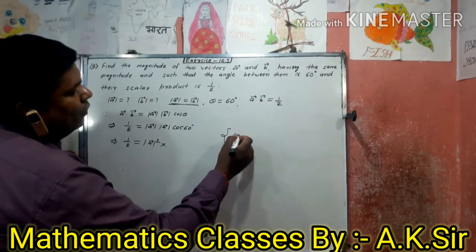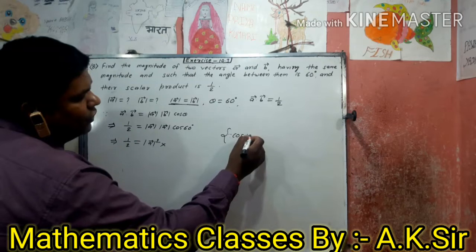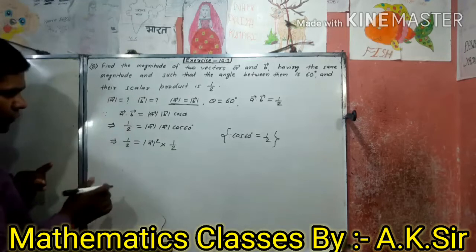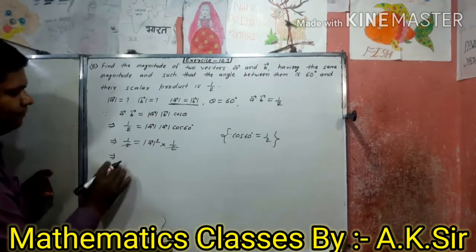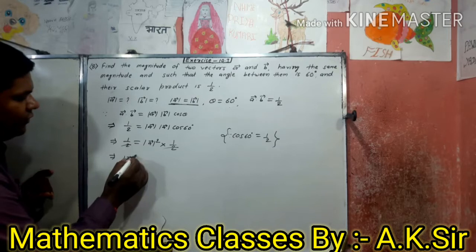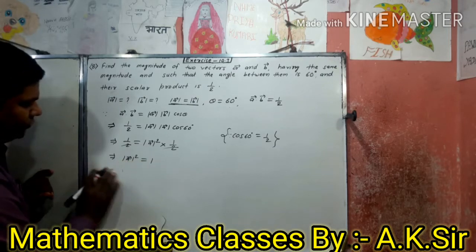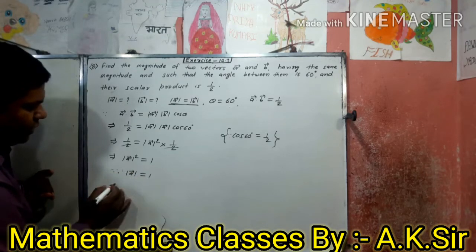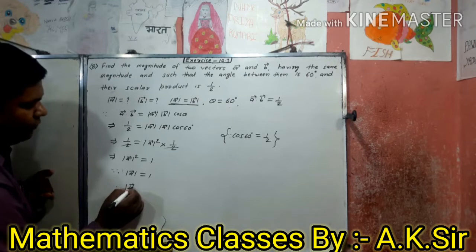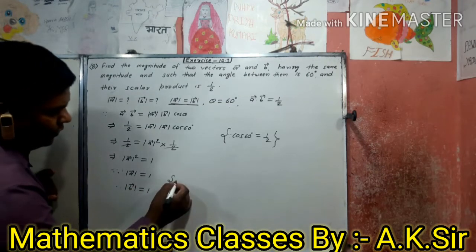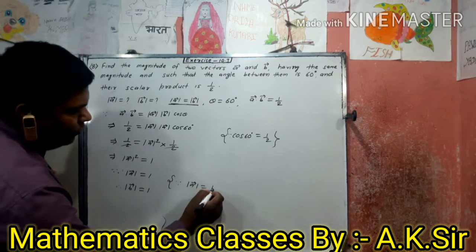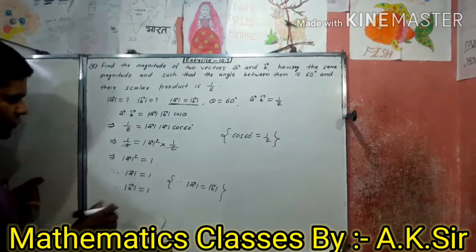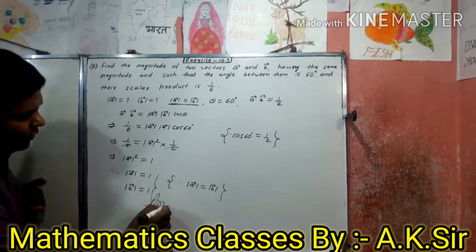Since cos 60 degree is equal to 1 by 2, it means 1 by 2, 2 to cancel. It means magnitude of A square is equal to 1. So magnitude of A is equal to 1, and also magnitude of B is equal to 1. Since magnitude of A is equal to magnitude of B, here given, this is our answer.